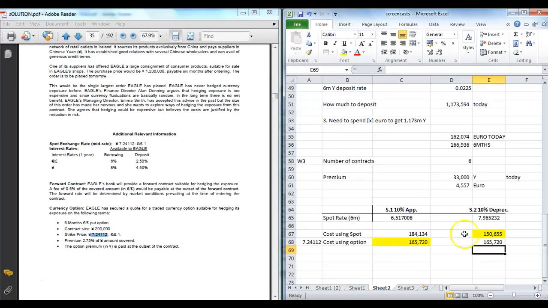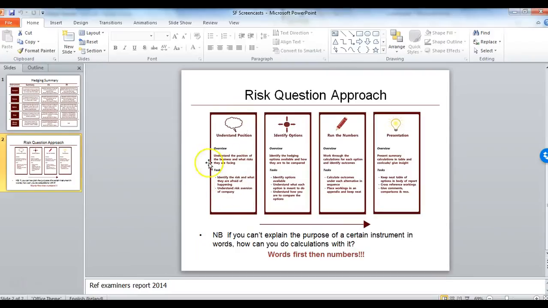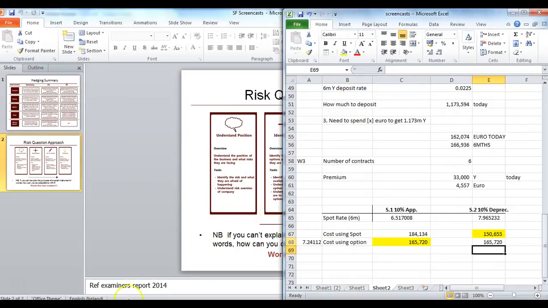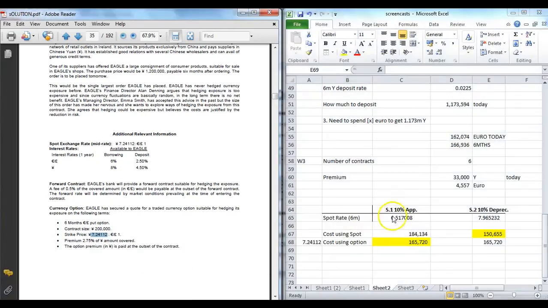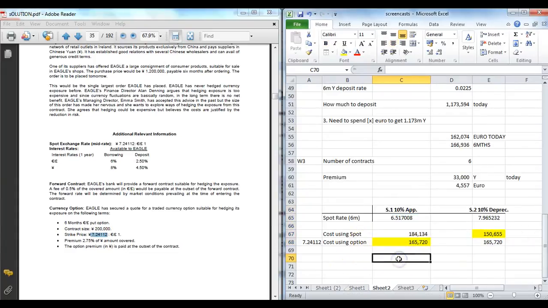And notice again, I'll come back to the point that we talked about before. Whichever scenario you're afraid of happening is more than likely when you're going to exercise the option. So here we were afraid of the Chinese yuan appreciating, so you're more than likely going to exercise the option in the scenario where you have appreciation. So that's consistent with our fear. So these are the 2 costs you're going to use, the 165 and the 150.